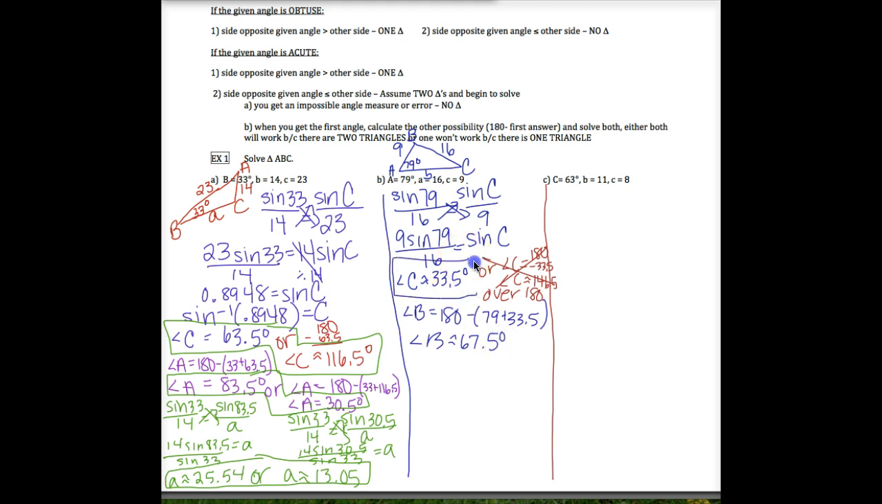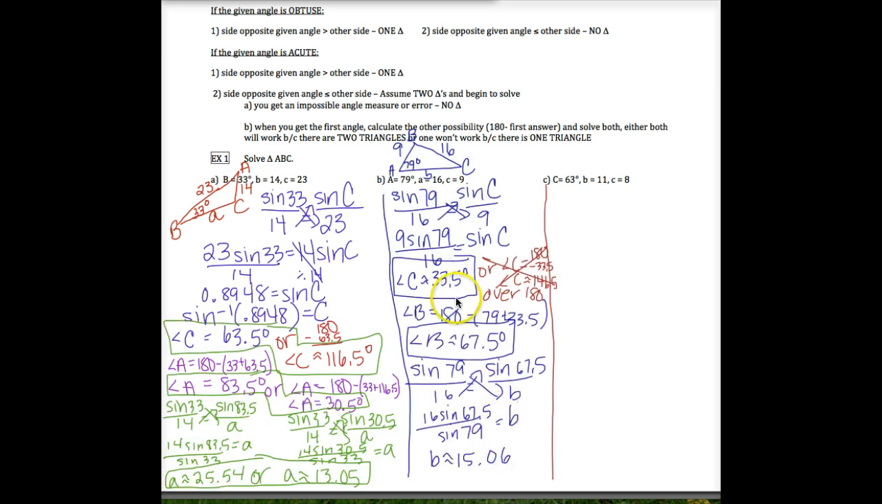So we already had C. Here's angle B. So the only thing left to find is side B. So law of sines, sine of 79 over 16 equals sine of 67.5 over B. So cross multiply, 16 sine of 67.5 divided by the sine of 79 is going to give me B. So when I multiply and divide, you should get B as about 15.06.